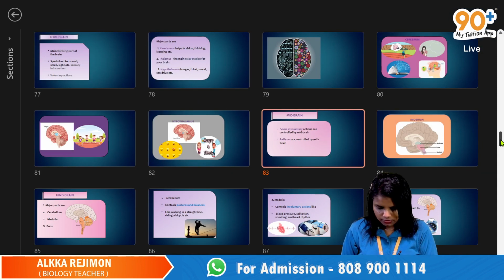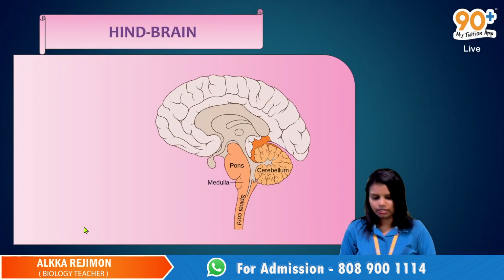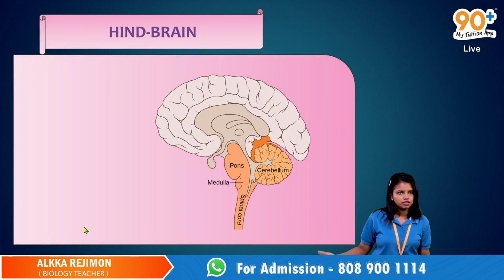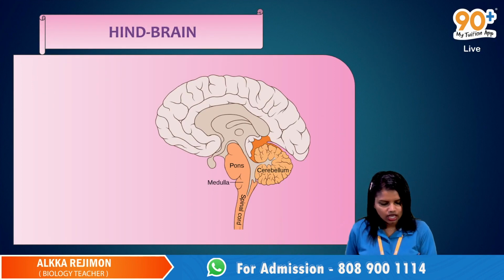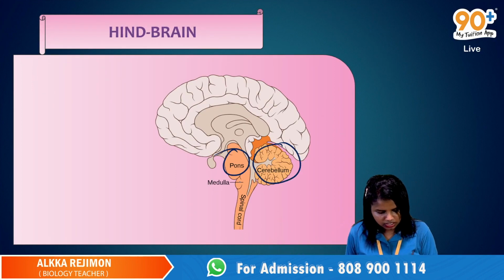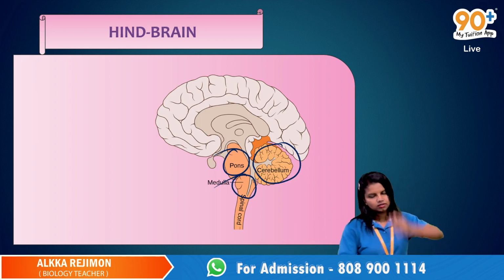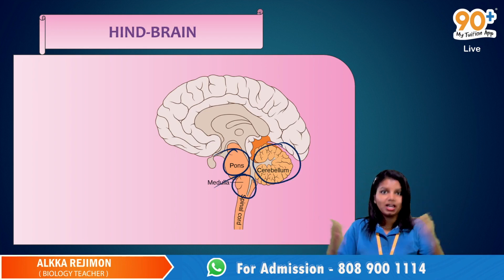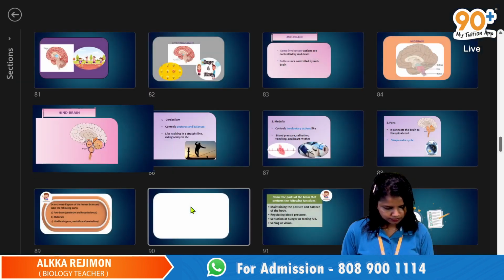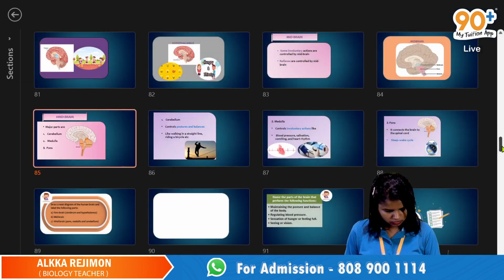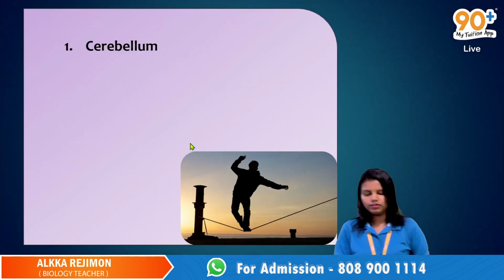And then comes our hindbrain, right? You have already seen the figure, you have already seen the animation. Our cerebellum, the pons region and the medullary region together constitute the hindbrain, the bottom portion, or you can say the behind portion of your brain. So let's see the function of each one of them.